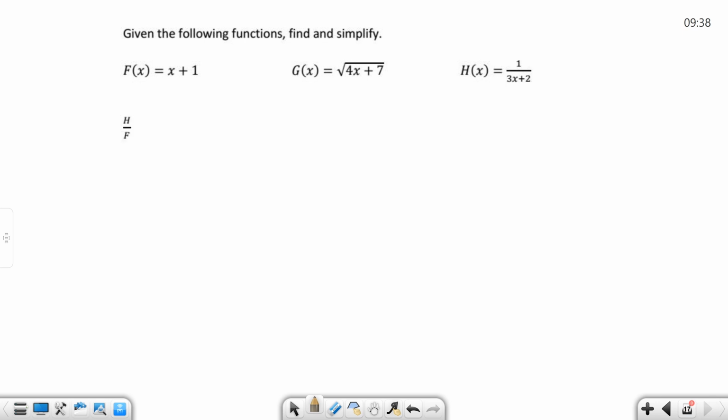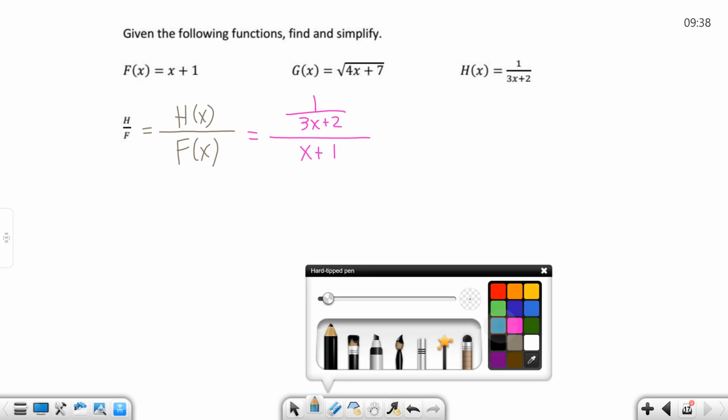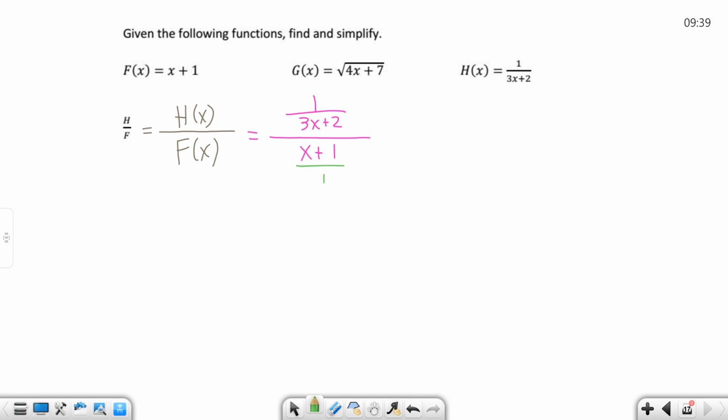And then h over f, this is going to be h of x over f of x. And so h of x is going to be 1 over 3x plus 2 over f of x is x plus 1. Oh, wait a minute. Good gracious. What is this? Actually, I want to use this color. This is really over 1, isn't it? So you got a fraction over a fraction. That's going to be 1 over 3x plus 2 times, you flip this one, 1 over x plus 1. So that becomes 1 over 3x plus 2 times x plus 1.